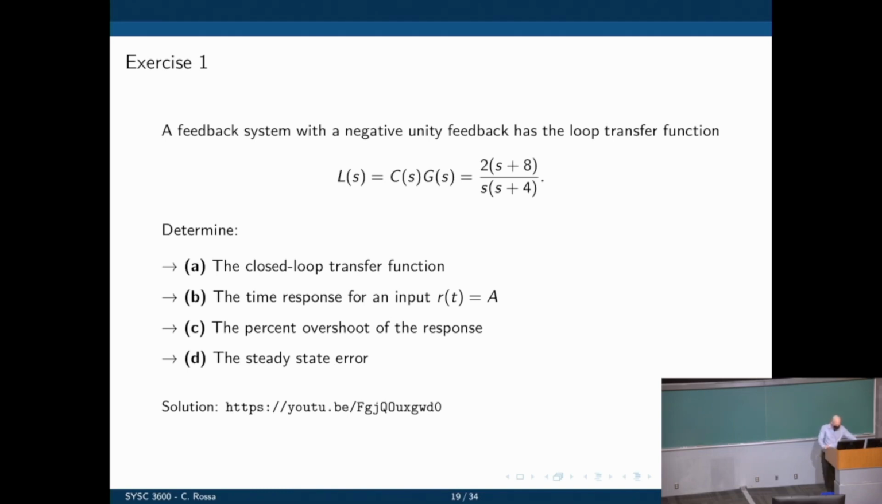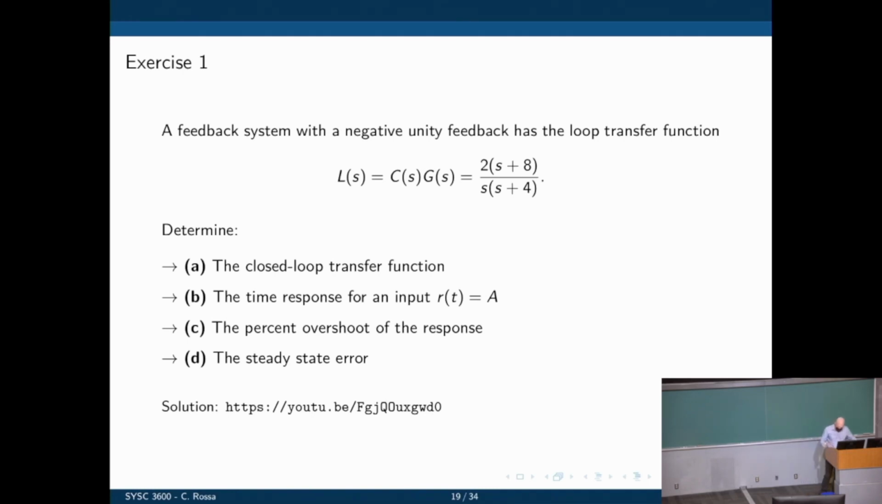So you have a feedback system with a negative unit feedback loop. And this is the loop transfer function. We are asked to determine the closed loop transfer function, the time response for a step input r of t equals A, the percent overshoot of the response, and the steady state error.